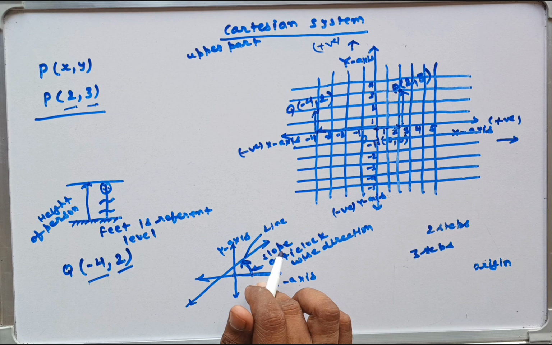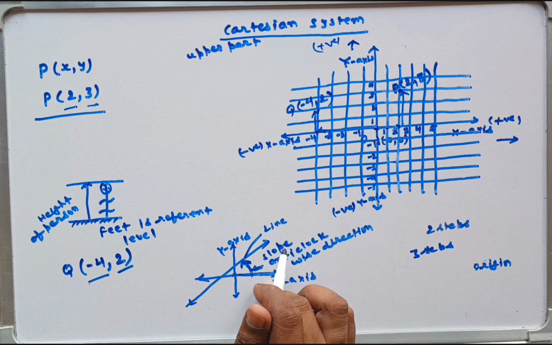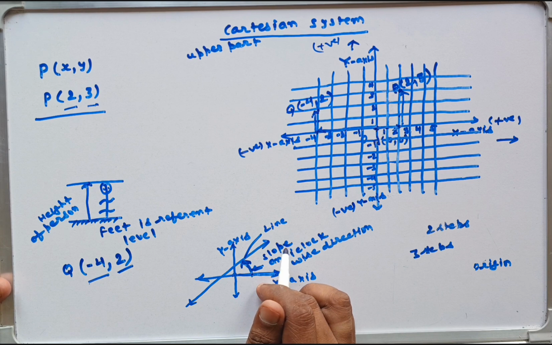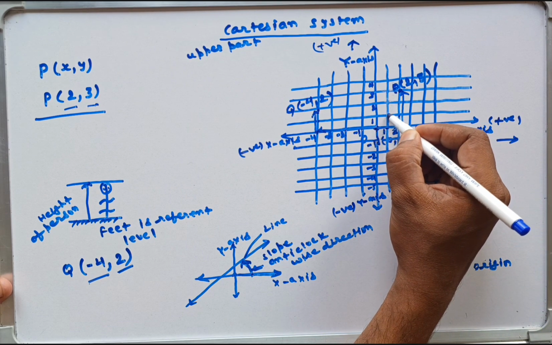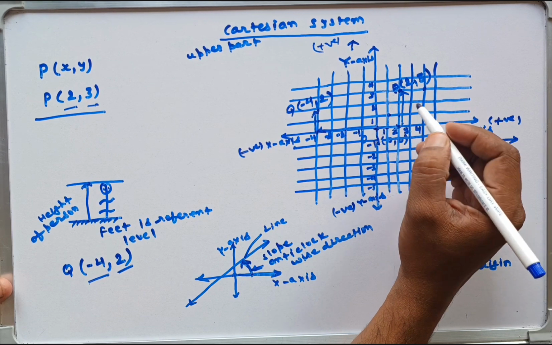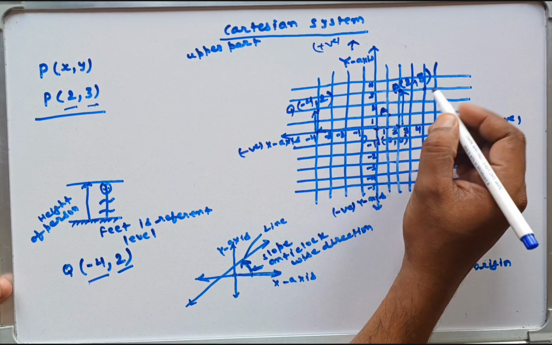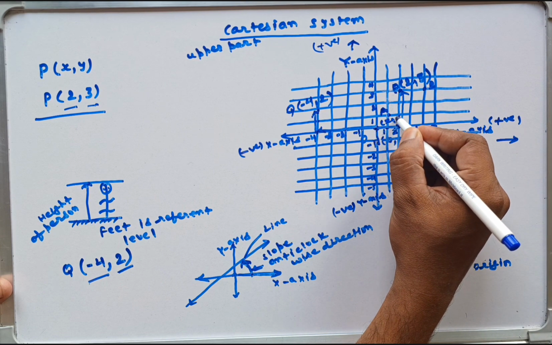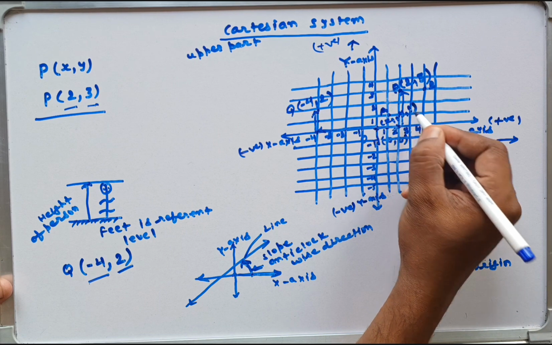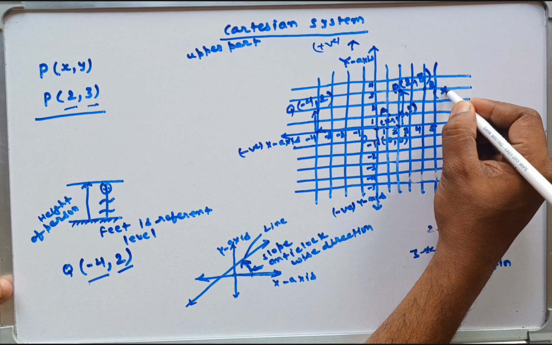Now guys, how do you calculate the gradient of a line or points? Suppose you have 2 points like this, here 1 point and here 1 point. Say this point is A and this point is B. This point has coordinates x1 and y1, and this point has coordinates x2, y2.